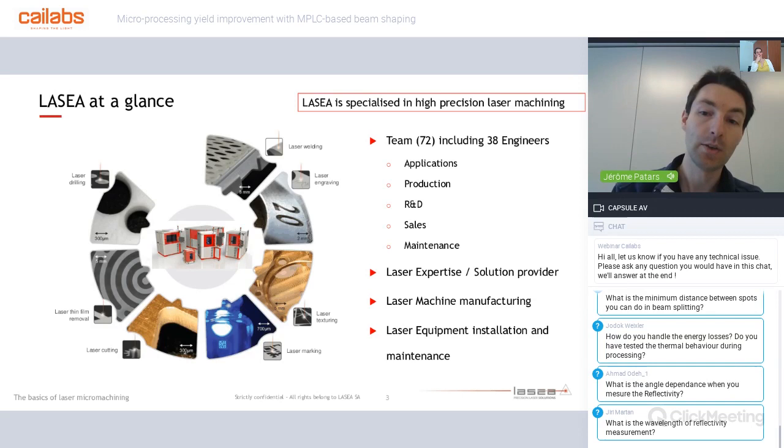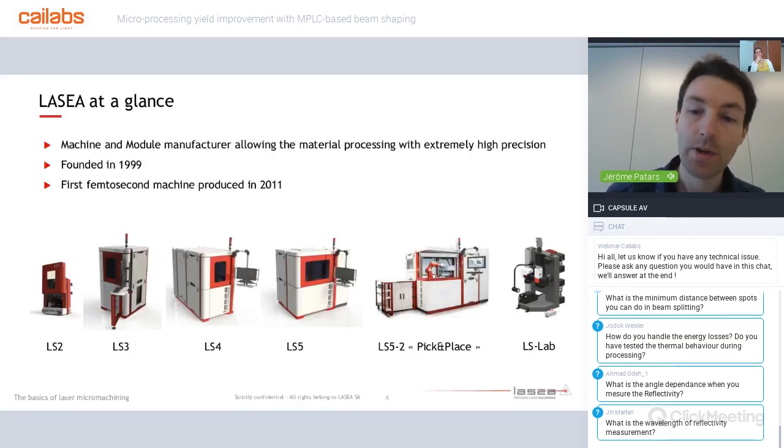And in the next slide, you can see that we have a wide array of different machines depending on your particular needs, which ranges from the very compact and cost-effective LS2 up to the big LS5-2 that can include pick-and-place devices and robots and automation, as well as vision, and can be fully integrated in your production chain if needed.